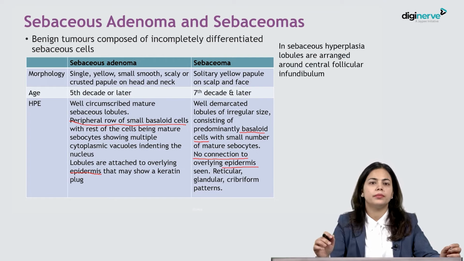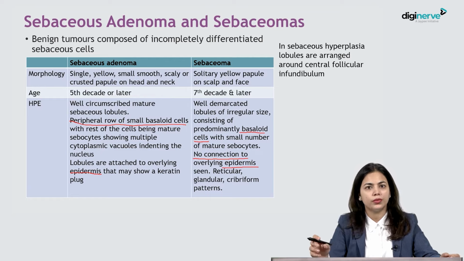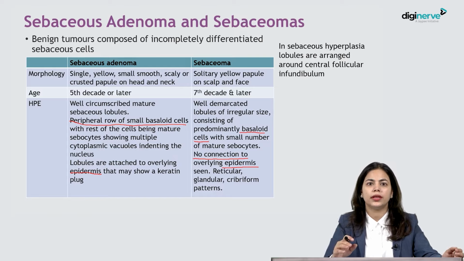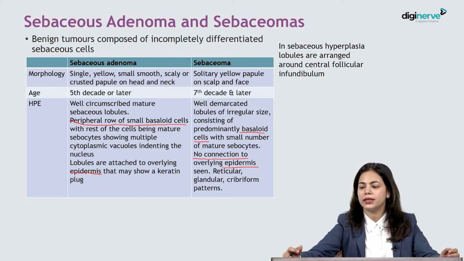Another thing that we come across quite commonly is sebaceous hyperplasia. Now, what happens in sebaceous hyperplasia is that the sebaceous lobules will be arranged around a hair follicle infundibulum. So, it is easier to tell each one of them apart on the basis of histopathology as compared to when we see them clinically.